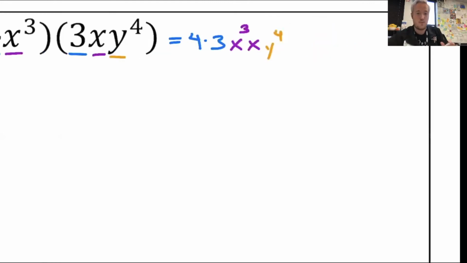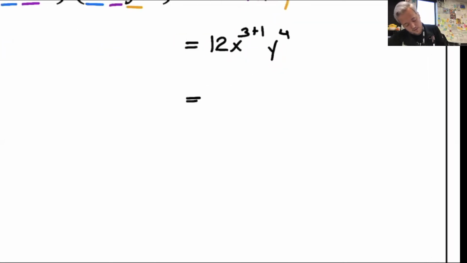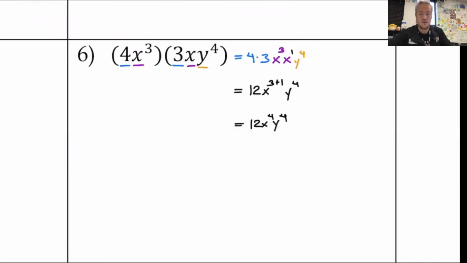So keep in mind, we're multiplying here. So 4 times 3 is going to give you 12. And then I'm going to add the exponents for the x's, so 3 plus 1. And then I have y to the 4th. So this is going to turn into 12x to the 4th, y to the 4th. So that would be your final answer here.